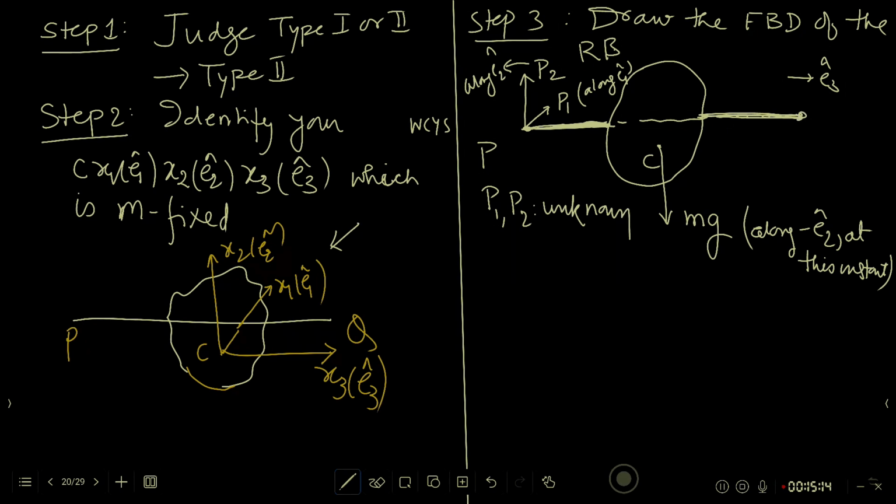At Q, the story is the same. Q is capable of generating only Q1 and Q2. Any other force I need to put on my free body? No, that's all. These are the forces that are acting on the RB at this instant. Step 4.